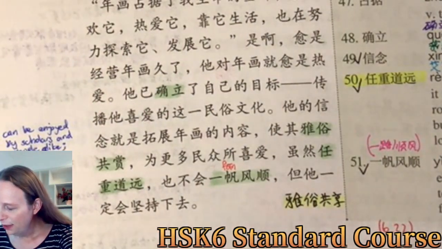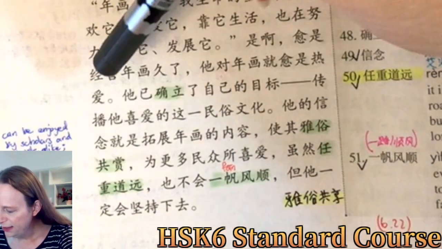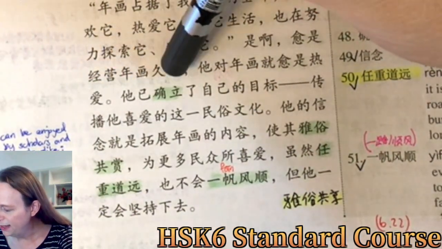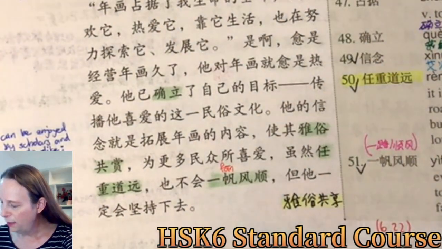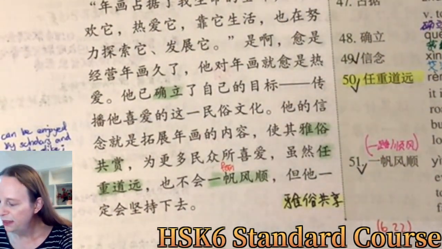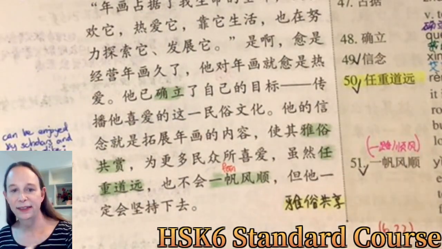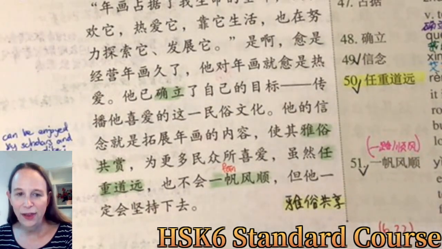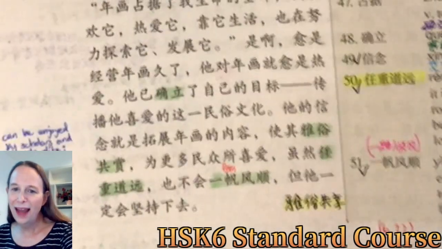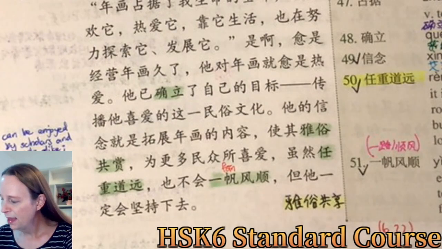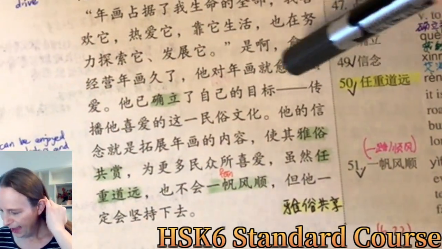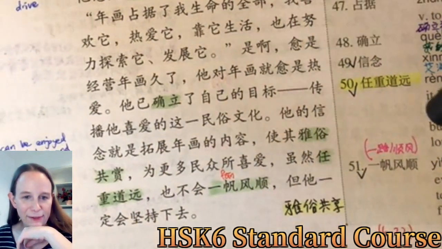是啊. 愈是经营年画久了，他对年画就愈是热爱，也愈是愈是. I think we're going to study this in the grammar section. You've studied 越来越. There's 愈来愈, which is the same thing. 愈是 is just another form, I guess.